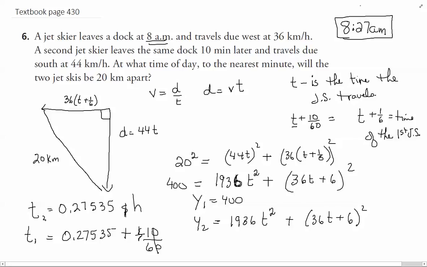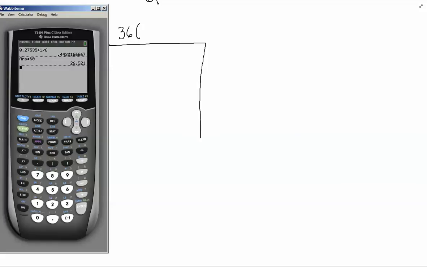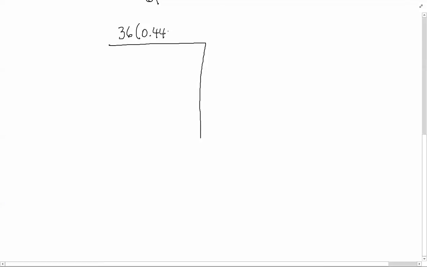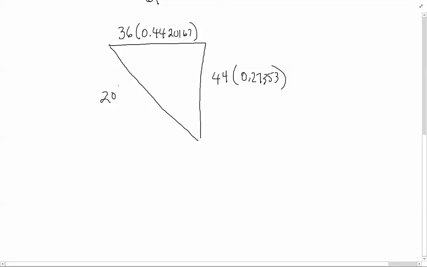And now, just if we want to check this, we can do that by looking at our triangle. So we know that this displacement is 36 times, let me bring the calculator up, 0.442016, and this is 44 times, and we'll bring the calculator up again, it's 0.27353, and that's equal to 200, or 2. So we can check that by taking this value and squaring it.